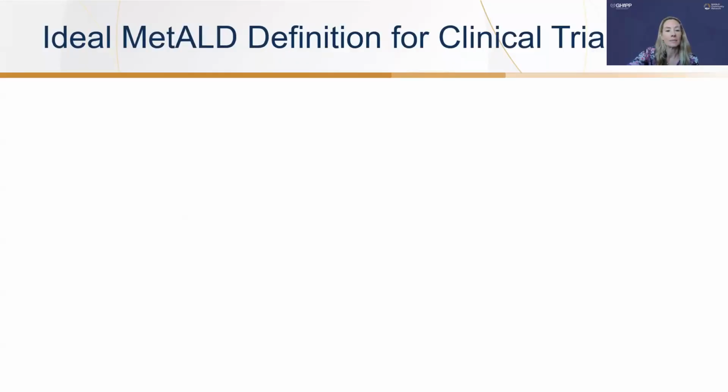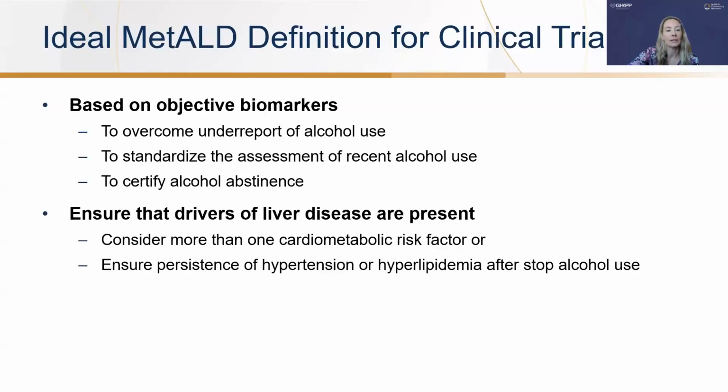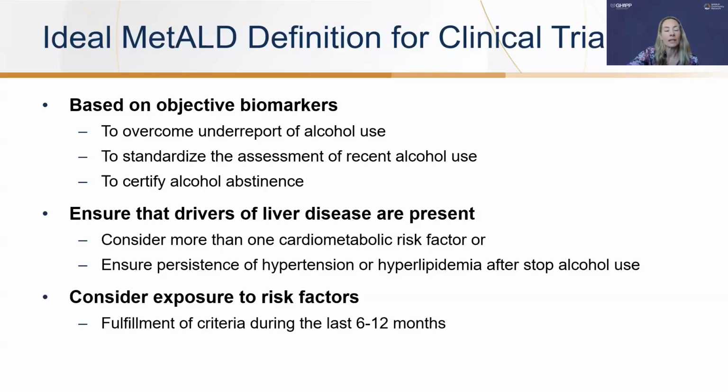All right, so ideal MetALD definitions for clinical trials. So we definitely, as we've talked about here, want to base this on objective biomarkers to overcome the underreporting of alcohol use by patients and really standardize the assessment of recent alcohol use, quantifying alcohol use, but also to certify alcohol abstinence. So really utilizing that PEth test is very, very useful. And then you want to ensure that the drivers of liver disease are present.